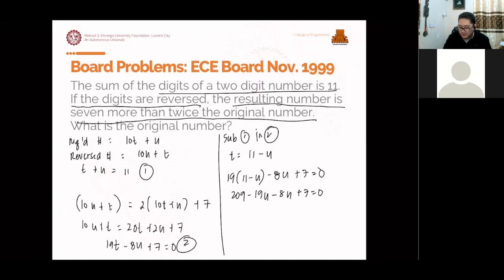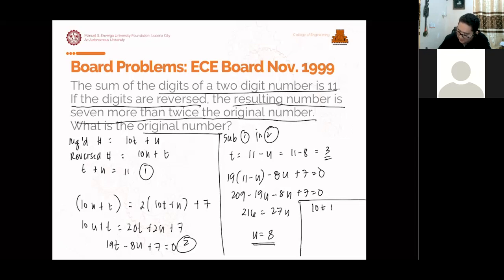So simplify natin, ipunta na natin sa other side of the equation, yung negative u. So 216 equals to 27u. And u is equals to 8. Okay? So ito yung nakuha nating value ni u. So kunin natin si value ni t, 11 minus 8. So we have 3. So pag pinapahanap yung original number, we refer dun sa required number natin na 10t plus u. Substitute natin 10 times 3 plus u. So this will be 30 plus 8. So yung required number natin for this problem is 38.